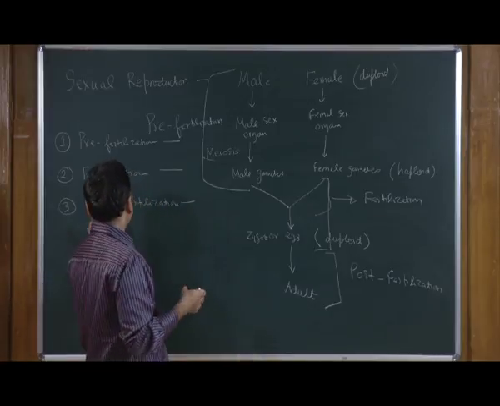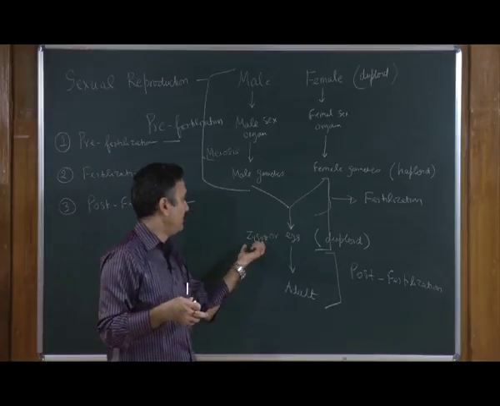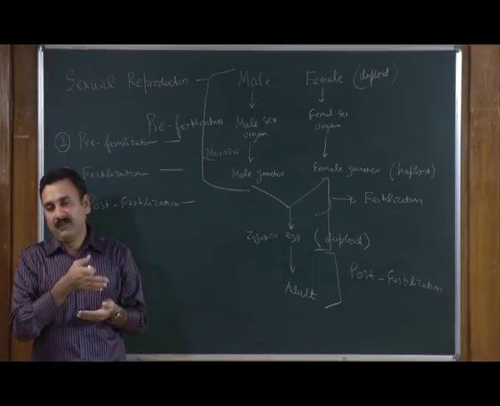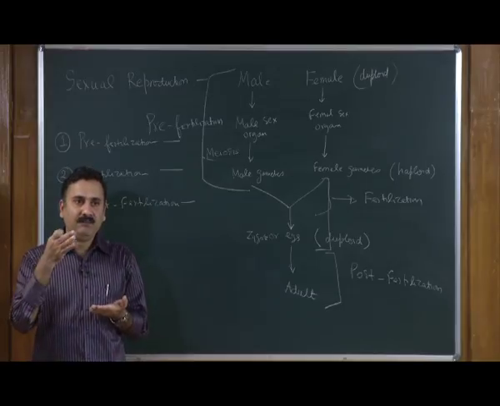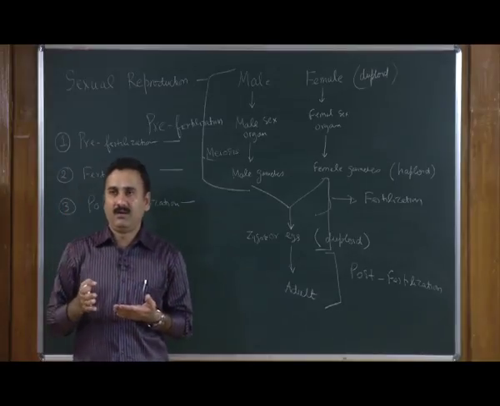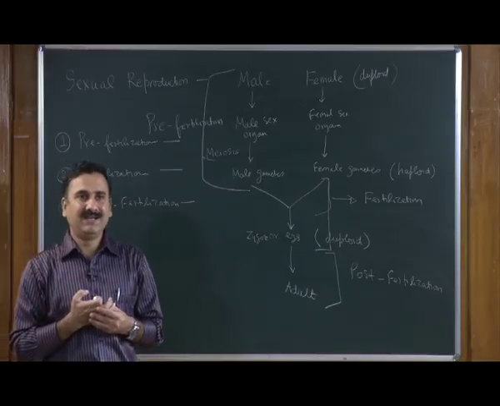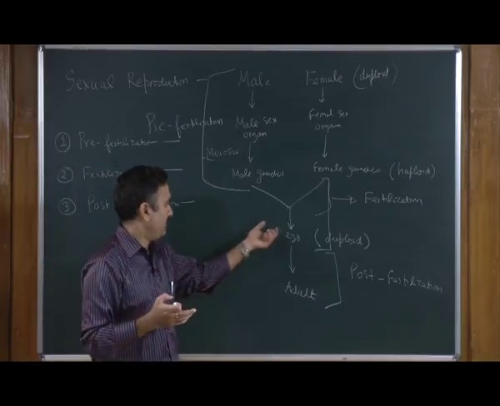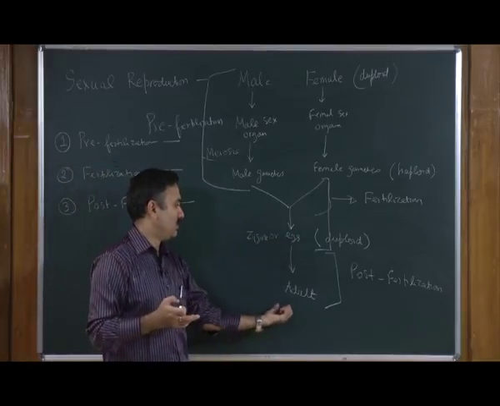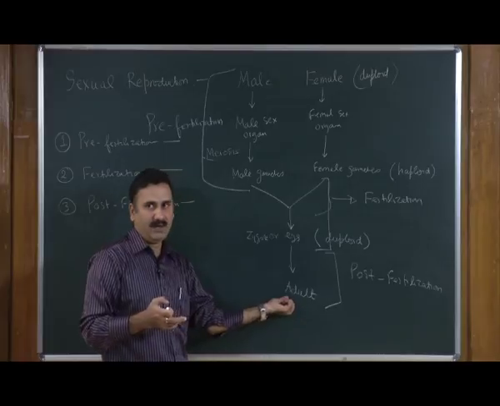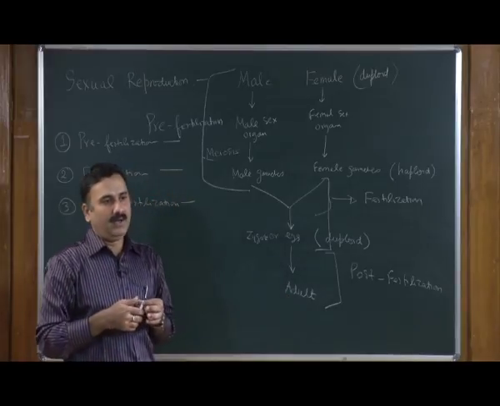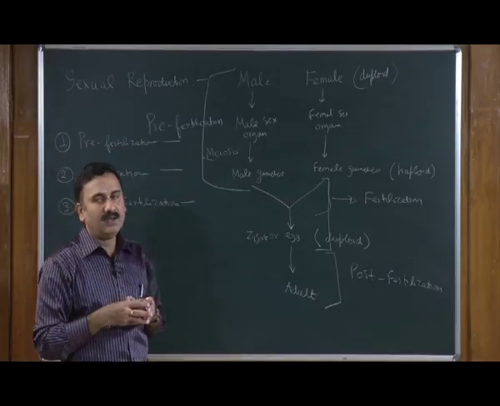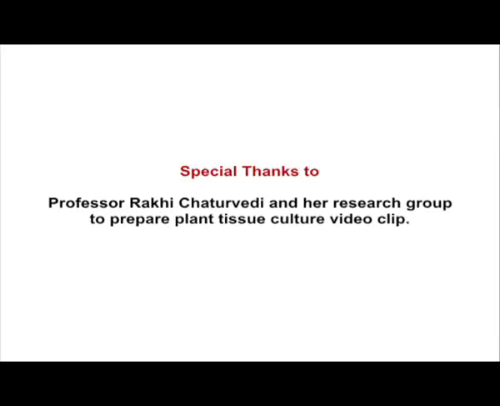Once a zygote is formed, the post-fertilization events start. Once you have a zygote, it develops into the adult, and that also has several steps with predefined developmental stages as well as predefined programming. So there are different steps involved from the zygote to the formation of the adult. All these three events we are going to discuss from now onwards in the subsequent lecture series. Thank you.